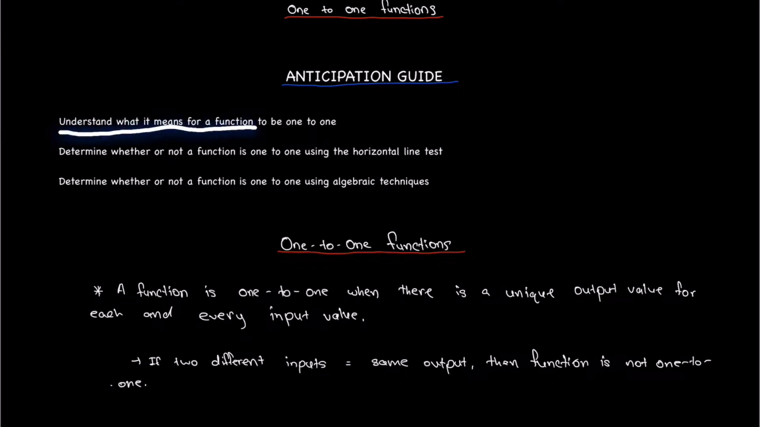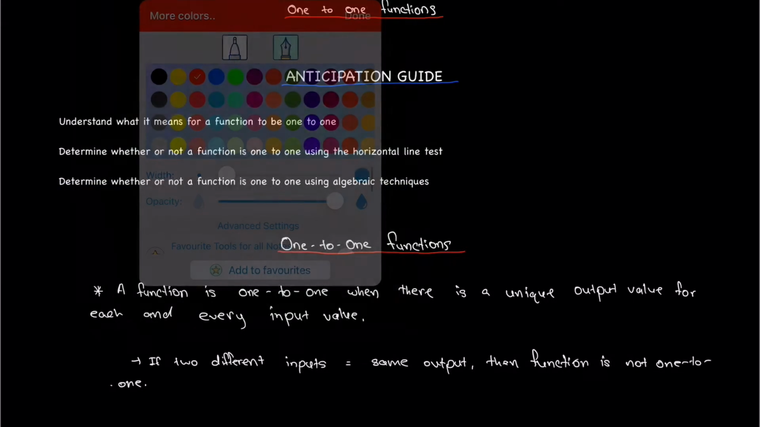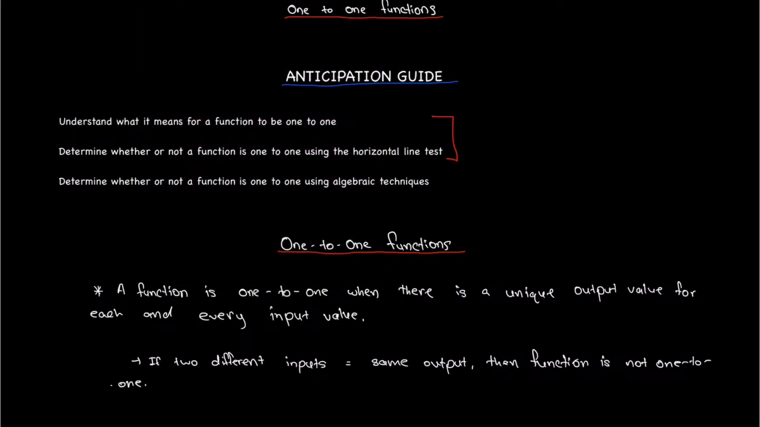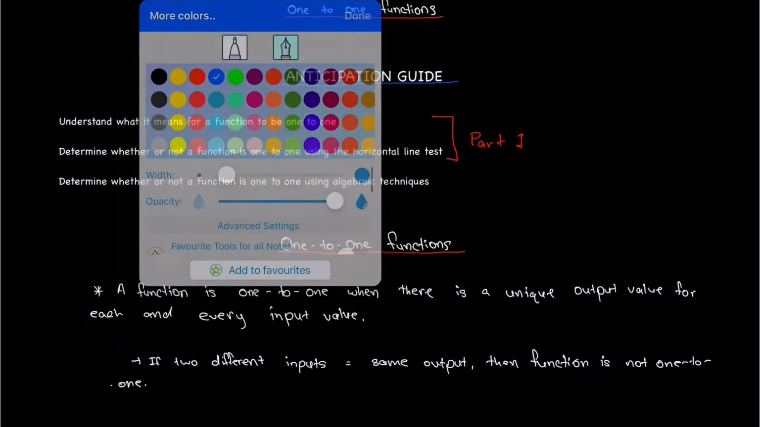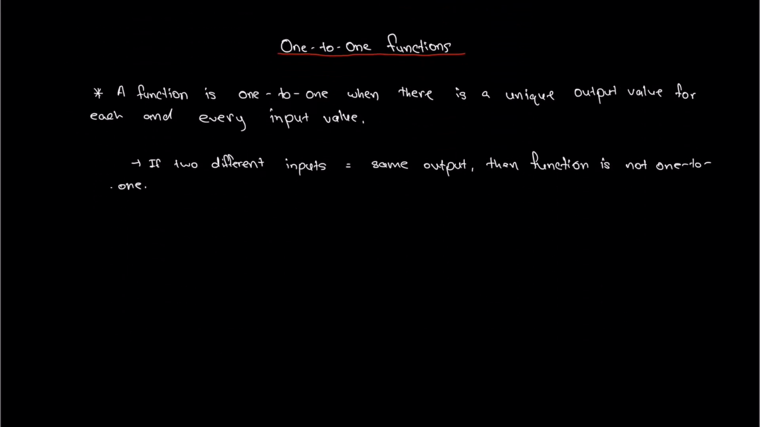In this video, we're going to understand what it means for a function to be one-to-one. We'll be able to determine whether or not a function is one-to-one using the horizontal line test, and using algebraic techniques. These two learning outcomes will be in the first part of this video, part 1, and this last learning outcome will be a part of part 2 of the video. So let's get started with one-to-one functions.